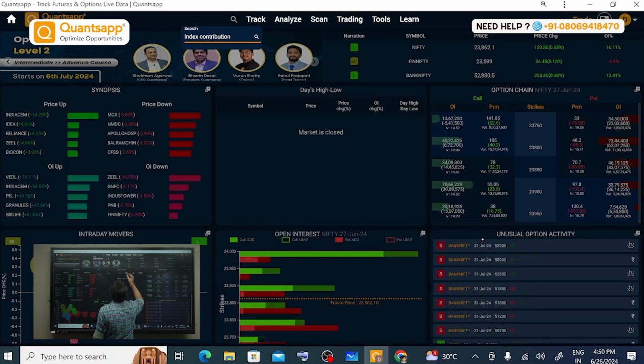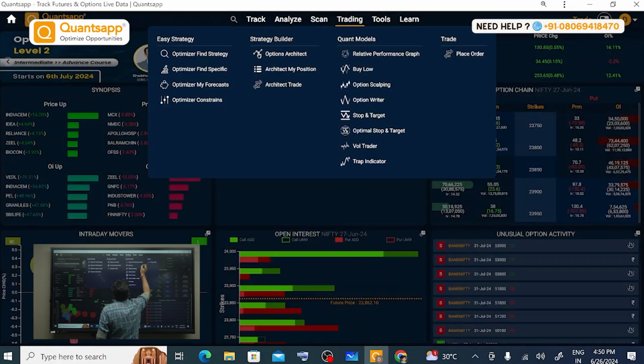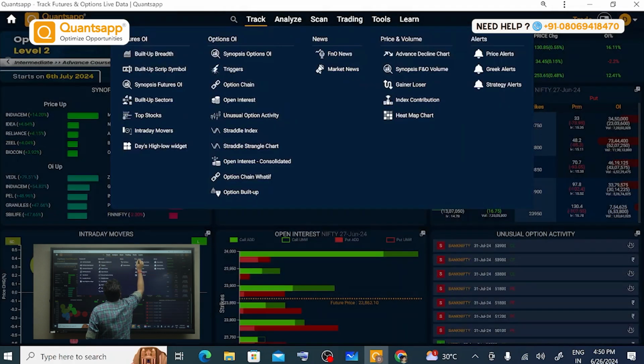Just a minute. Okay, I'll cut this one. Just cut till here. Tools.